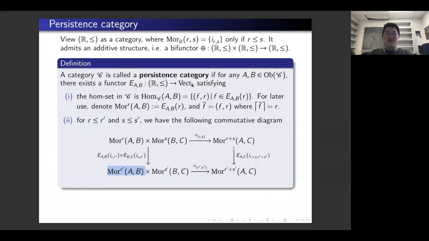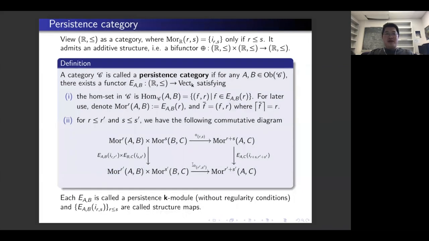This is probably the most natural thing you can do. And okay, so that's the definition of what a persistence category is. As I mentioned, E_AB is roughly speaking just a persistence K-module, but when people talk about persistence K-modules in different literature, they have different conditions. Here, there's almost no condition. It's just an R-parameter family of vector spaces. Yeah, okay, so I do not put any condition here.